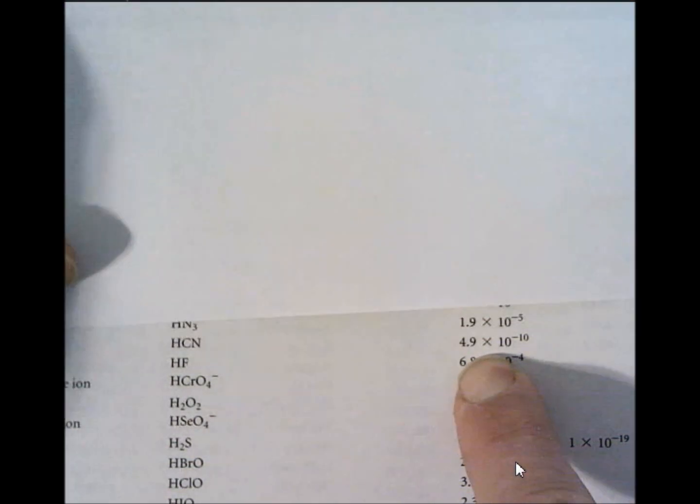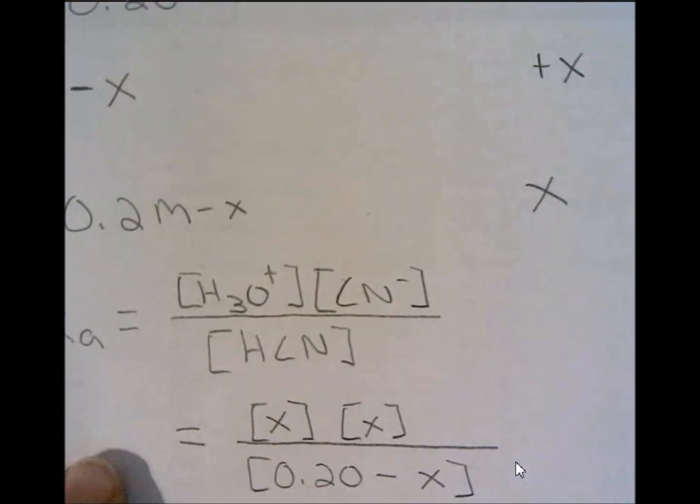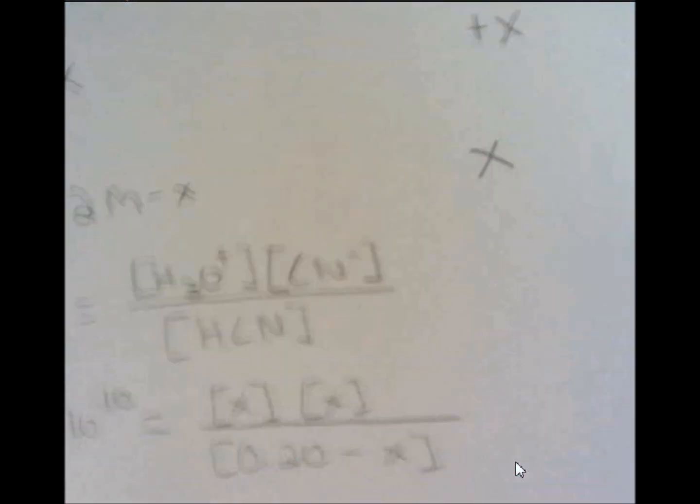So again, 4.9 times 10 to the negative 10th. All right, so that's how we look that up, and now we can use it in our calculations. Let me zoom out here. Oop, went a little far.